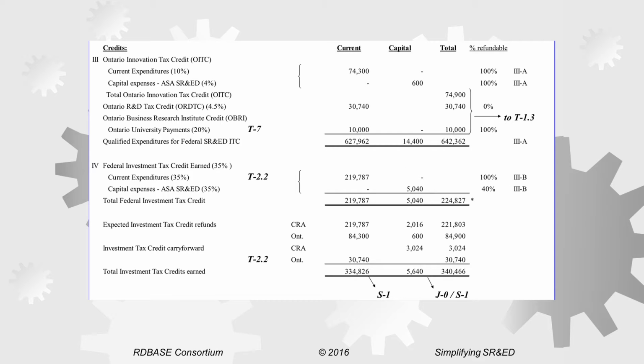You then calculate your Ontario credits, your OITC, your ORDTC, your OBRI if you paid an Ontario university. You take all those off to calculate your federal amount, then you calculate 35% on that, and then determine whether it's refundable, applied against tax, or carry forward.